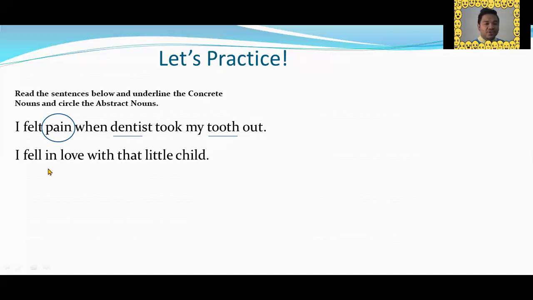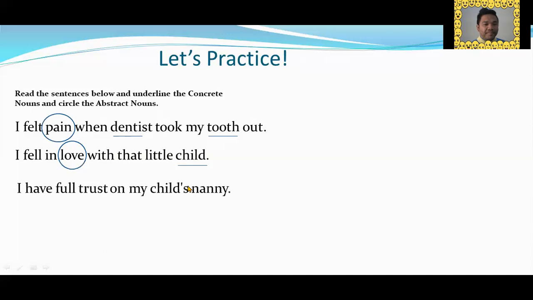What about sentence number two? I fell in love with that little child. So, again, underline the concrete noun, the noun that you can see, and encircle the abstract noun, the noun that you cannot see. Great job. Child is a concrete noun. You can say the baby, but love, okay, this is an example of abstract noun. Okay, why? You cannot see love. You cannot touch love.